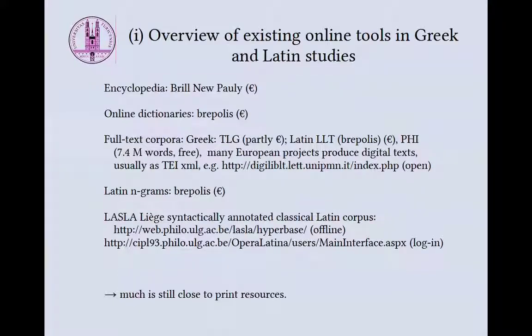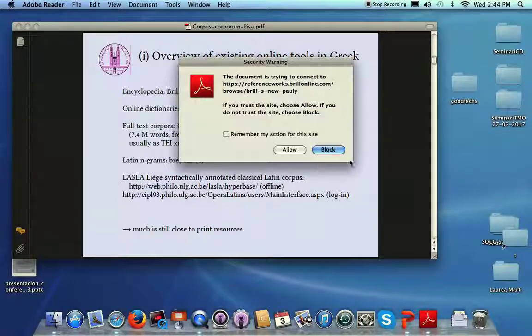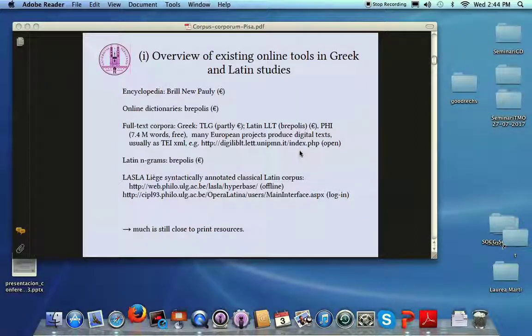So, first, a very brief view on other digital tools that are available in Latin and Greek studies. The very important Pauly Encyclopedia of Classical Studies is available in a digital form at Brill. It's basically just the books that have been scanned. The original was in German. Brill has translated it into English, so you can choose here whether you want to read it in English or in German. It's basically just the books, but you can search them. So this is our first tool.